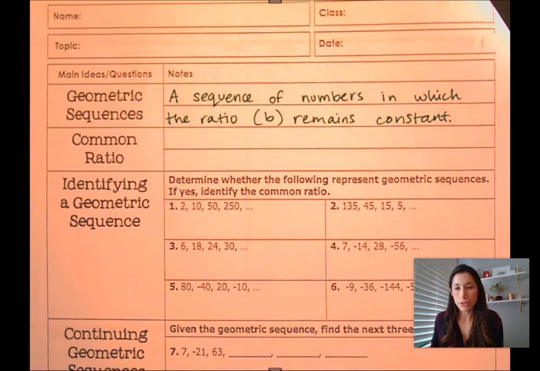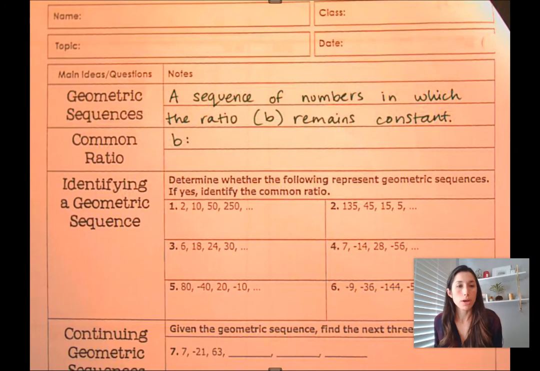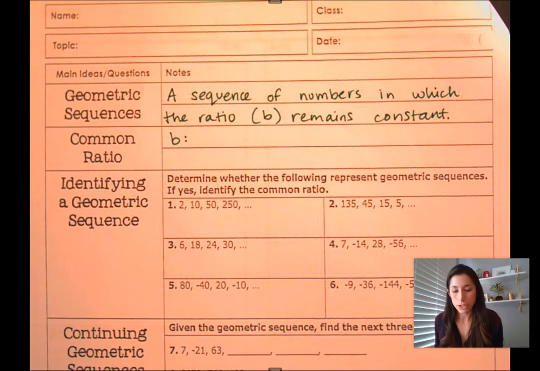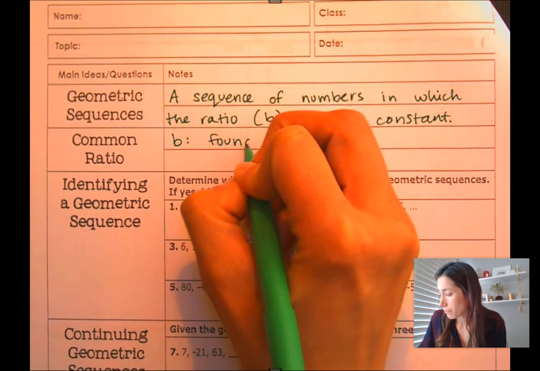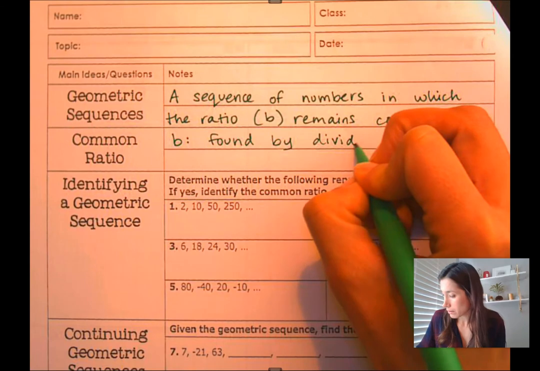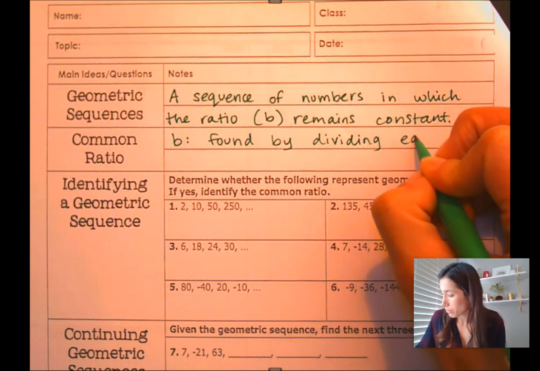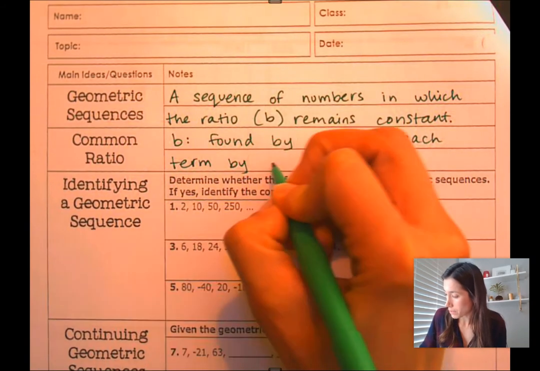And our common ratio that we have here, we're going to use the same variable, B, for that common ratio, is found by dividing each term by its previous term.